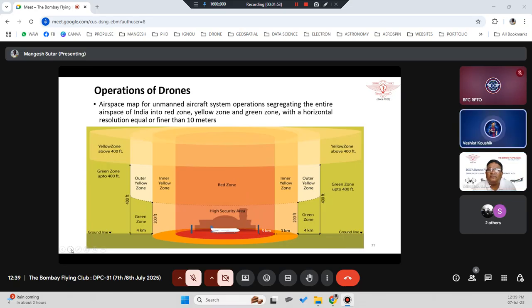So national monuments. Very good. Anything else? Parliament House, Rashtrapati Bhavan, temples, nuclear facilities, right? Even your critical big dams, they all are restricted zones or high security areas. Okay, you cannot fly drones there without permission. So for our understanding, we will take the example of an airport. An airport is a high security area.